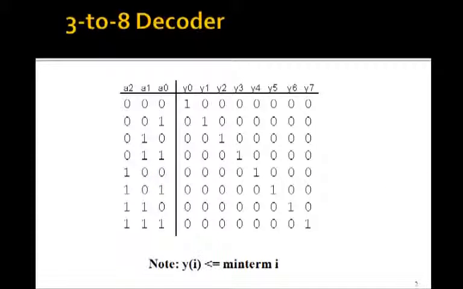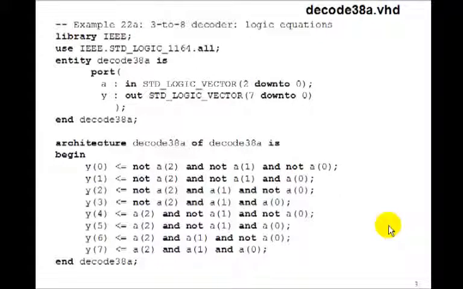So we can just write a VHDL program with the inputs a, 2 down to 0, and the output y, 7 down to 0. And then for each of the y's, just write the minterm equation. So y0 is not a2 and not a1 and not a0. y4, for example, is a2 and not a1 and not a0. y7 is a2 and a1 and a0. So we just write the 8 minterms, and that gives the outputs of this 3 to 8 decoder.